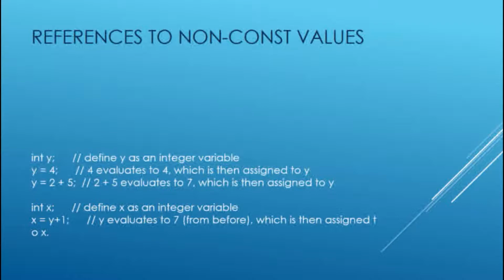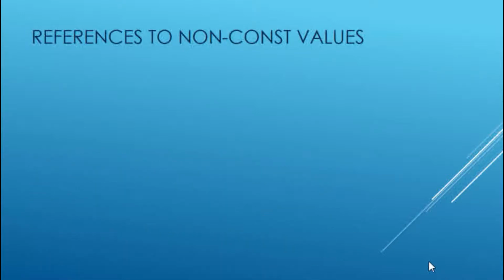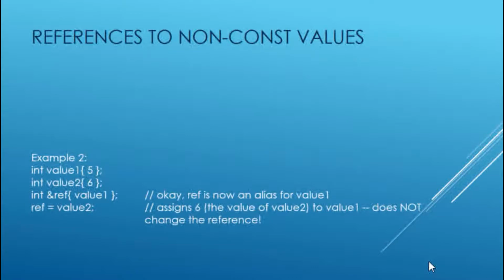Again, I am repeating it. References to non-constant values can only be initialized with non-constant L values. They cannot be initialized with constant L values or R values. Second, they cannot be reassigned to refer to another variable. Let us see another example. Here we have two variables, value 1, value 2. Reference is a non-constant reference pointing to value 1. If we try to change it so that it may refer to value 2, it will give an error.